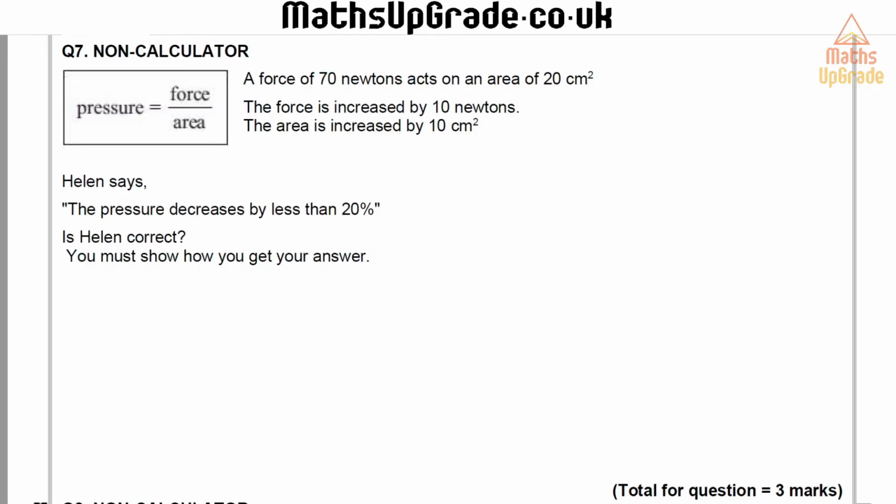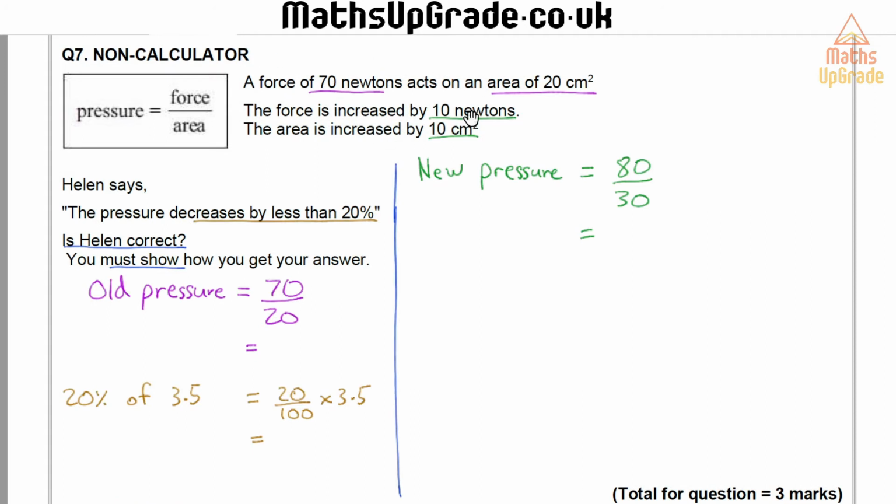Question 7. I've got a force of 70 newtons acting on an area of 20 centimeters squared. The force is increased by 10 newtons. The area is increased by 10 centimeters squared. Helen says the pressure decreases by less than 20%. Is she correct? Show how you get your answer. So this question here is obviously involving this formula. I'm just going to underline the key information here. So here's the key information underlined.